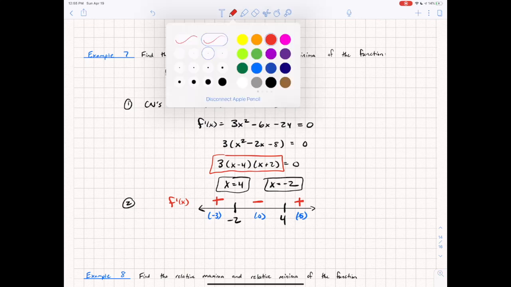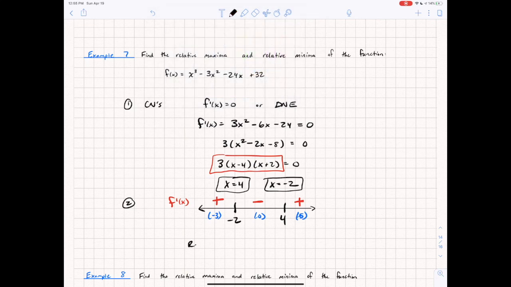But notice what this is describing then is I have a relative maximum now, and this is located at x is negative 2, so at that critical number, and I have a relative min at x is positive 4.